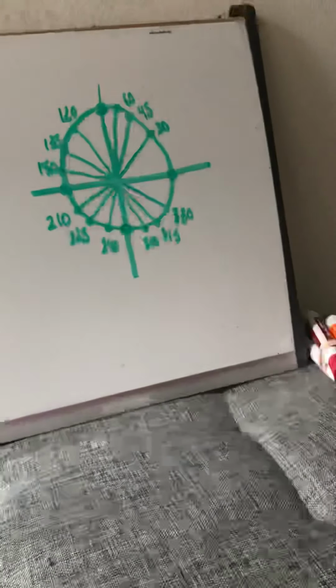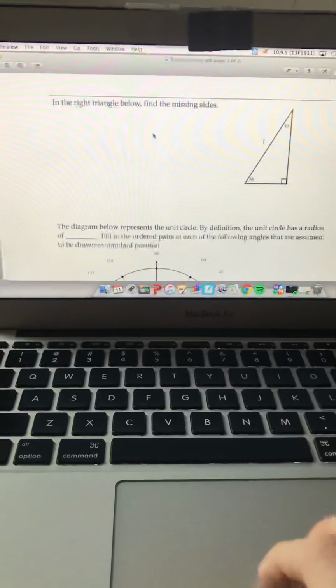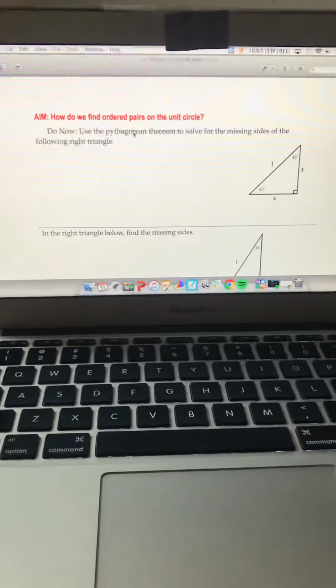I have it copied on my whiteboard over there, which does not look anywhere near as fabulous as this one does, but we will make do. So let's start with our do now.